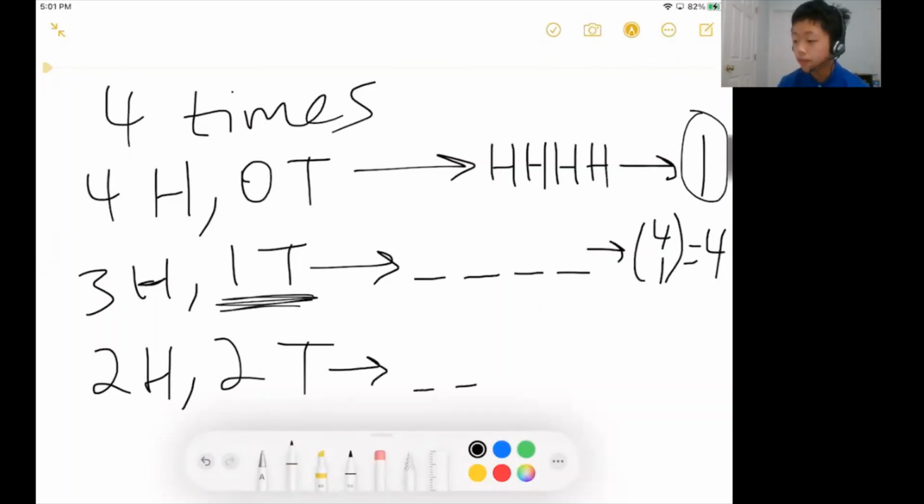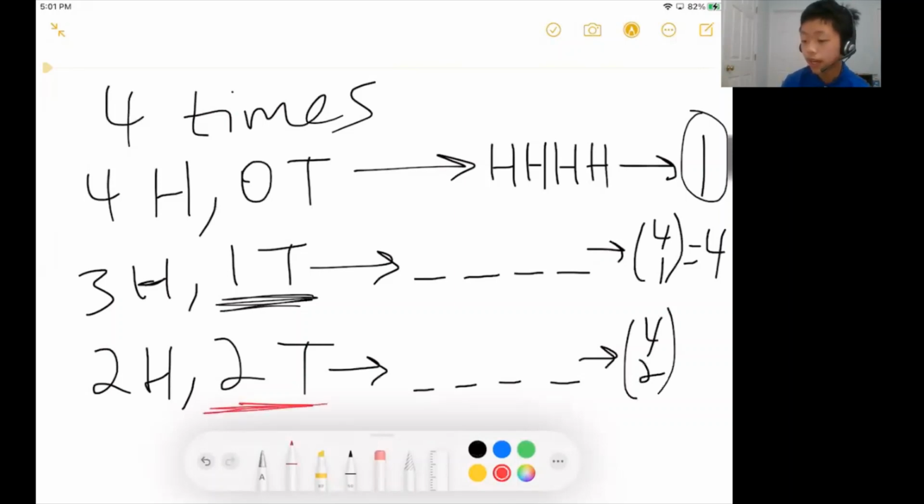And then if you have 2 heads and 2 tails, this is going to be 4 choose 2, because out of the 4 blanks, you need to choose 2 of the blanks to put the 2 tails in. If you choose this blank and this blank, then you put tails there. You can calculate that 4 choose 2 is equal to 6. Again, you could just list them out, but this is a more elegant way to do it.